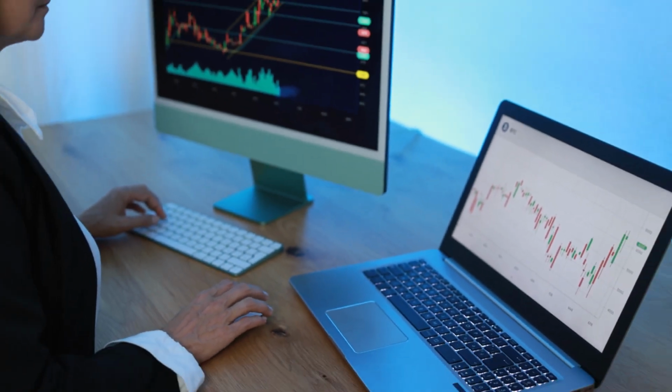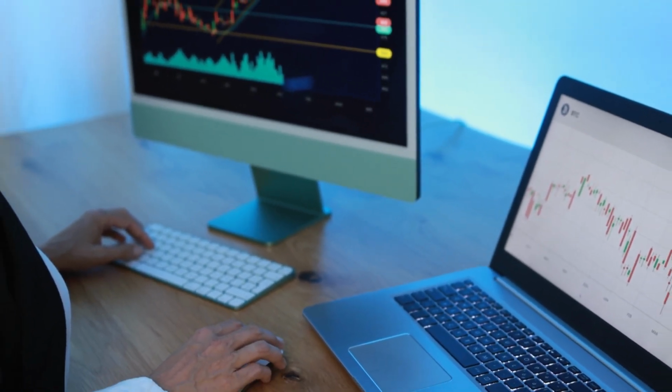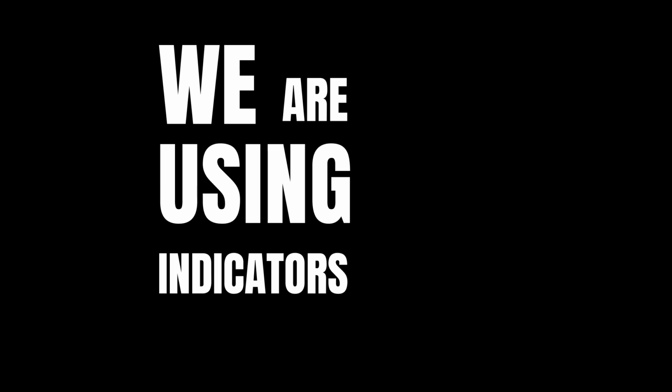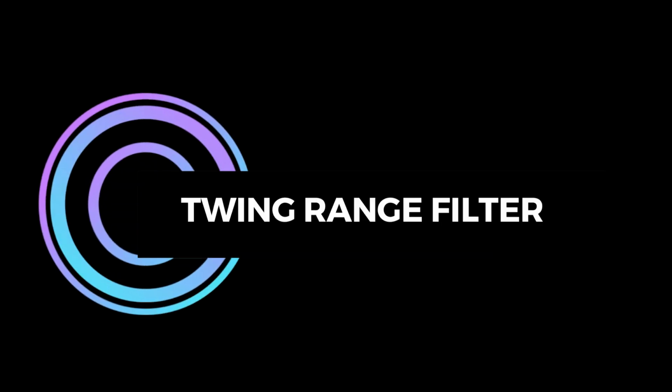Here's the deal. To make this pullback trading strategy work for everyone, from total newbies to seasoned pros, we're using indicators. Yeah, those things that tell you exactly when and where to buy and sell. Sounds pretty sweet, right? Like having a cheat code for the market. We're going to add the twin range filter indicator to our chart. This isn't just some random indicator. It's the key to unlocking those discount prices, those pullback opportunities.